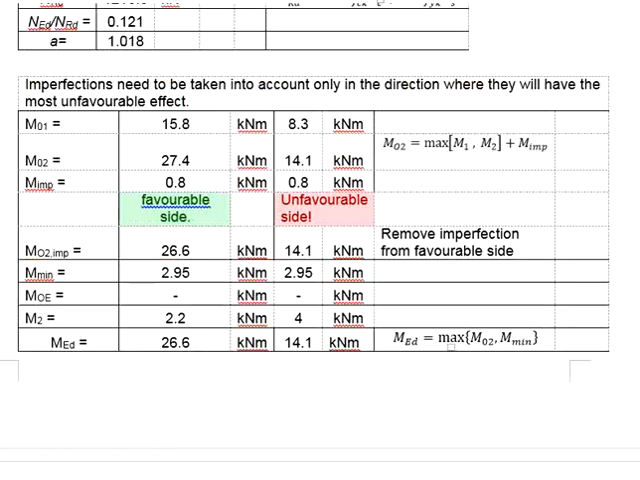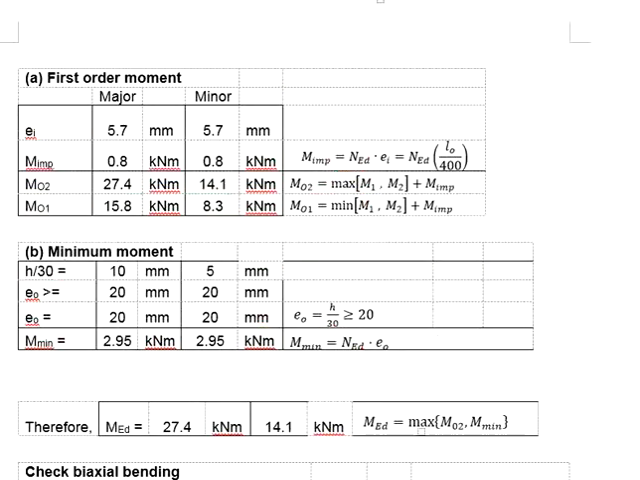However, in the context of the moment subjected to bending in both directions, the effects of imperfections only go to the critical side. For the non-critical side, you may exclude the moment due to the imperfections. So, refer to the previous calculation step. M02 for the major axis is 27.4, whereas for the minor axis is 14.1. The moment due to the imperfections is 0.8.